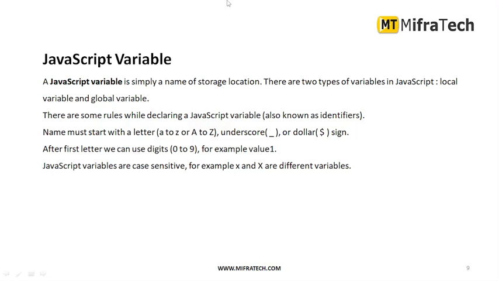There are some rules when we are declaring JavaScript variables, also known as identifiers. A name must start with a letter, underscore or dollar sign. It cannot start with a number. After the first letter, we can use digits, for example value1, n1, like that. JavaScript variables are case sensitive. For example, x and X are different variables. When we declare a variable with a small x and a variable with a big X, they take different values.